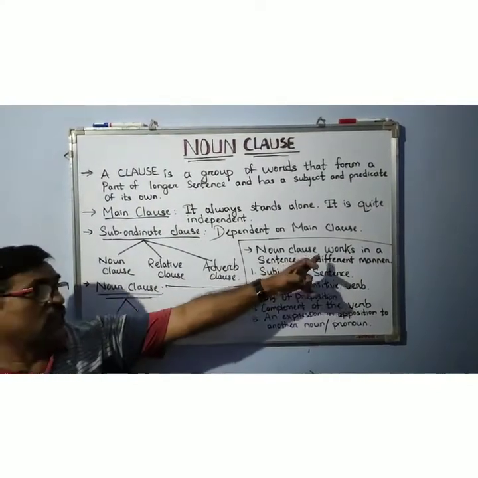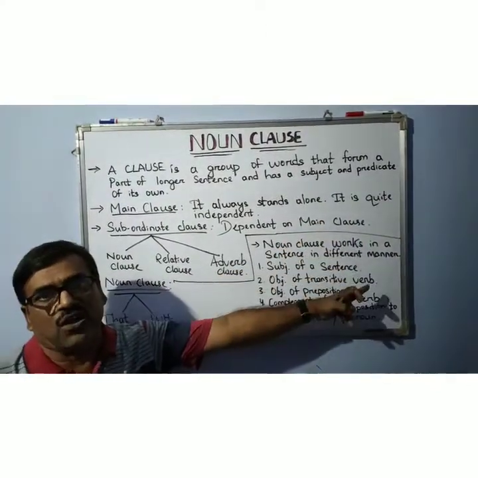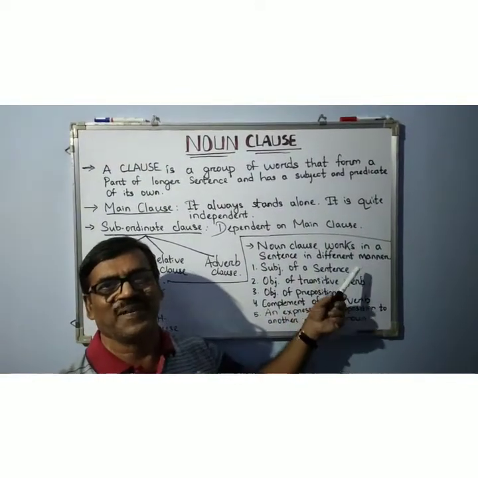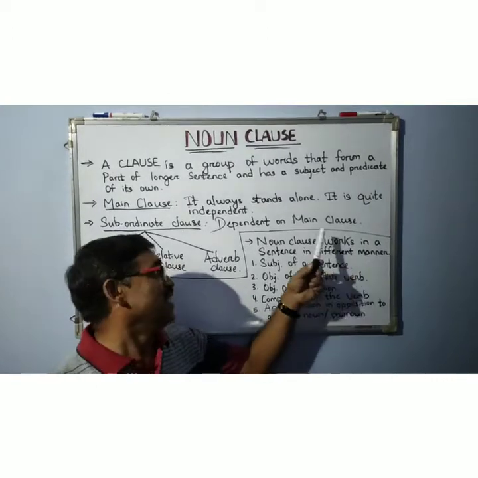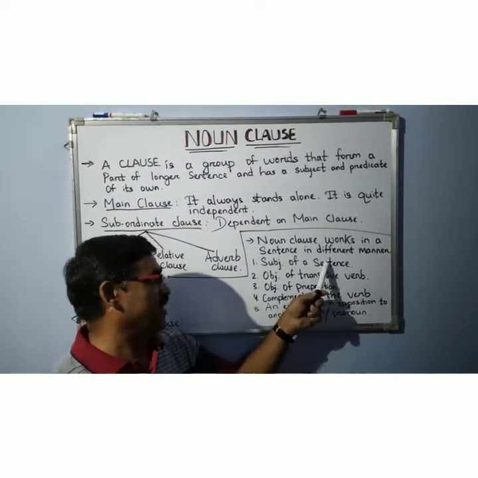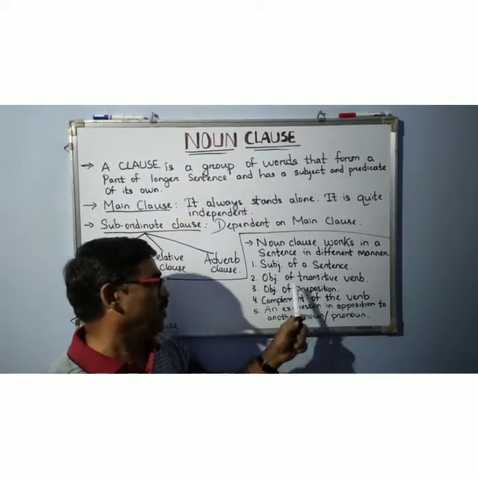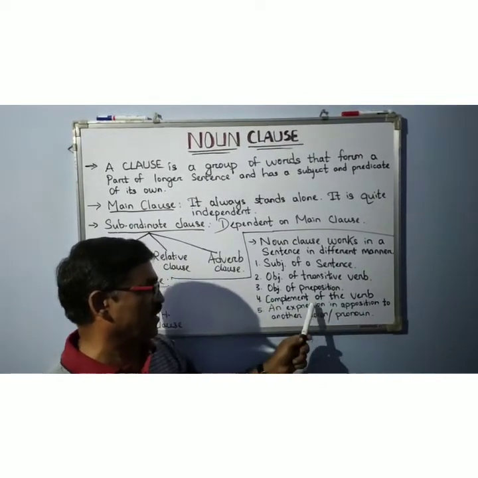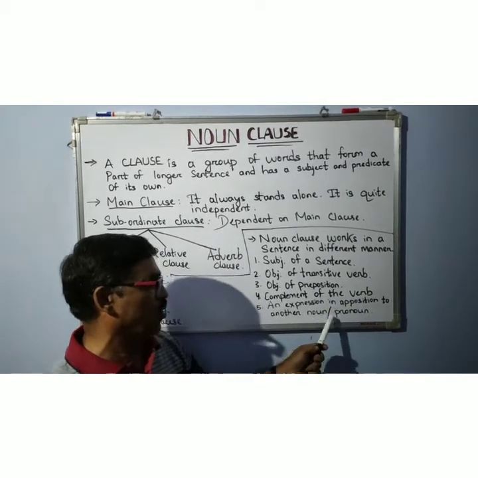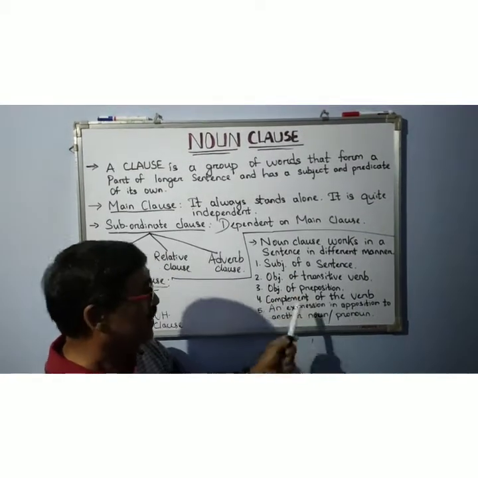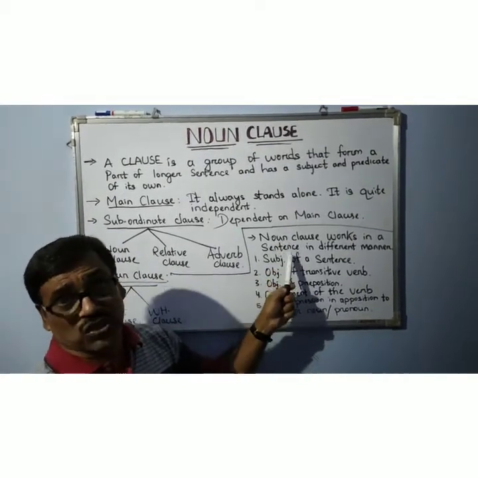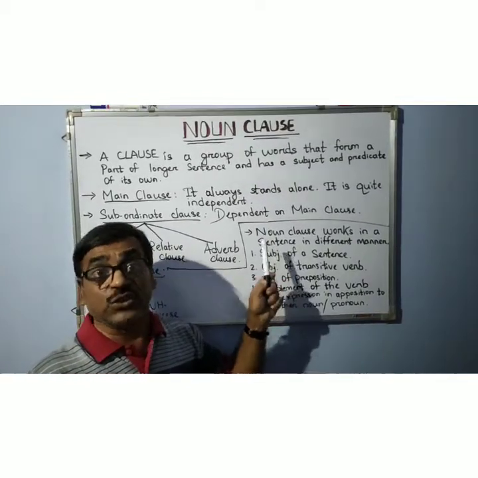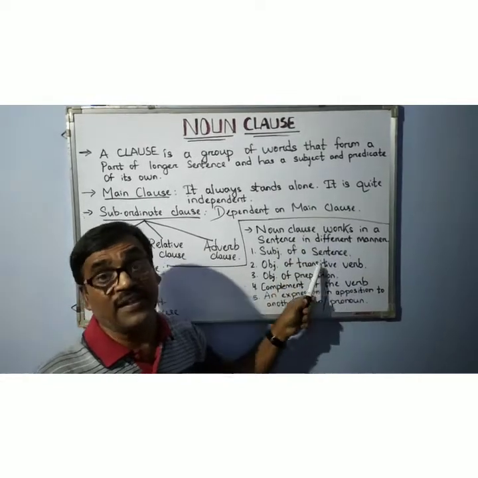Now we will discuss the functions of the noun clause. They are subject of a sentence, object of a transitive verb, object of a preposition, complement of the verb, and expression in opposition to another noun or pronoun. These are the different functions of the noun clause. That means the noun clause is used in different ways in a sentence.